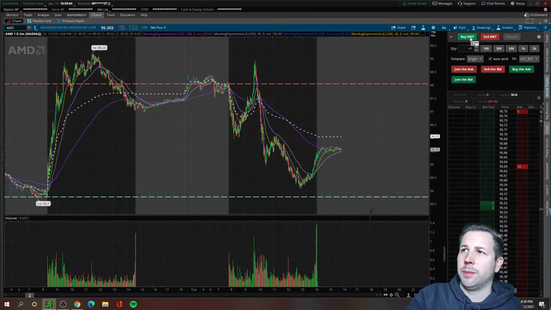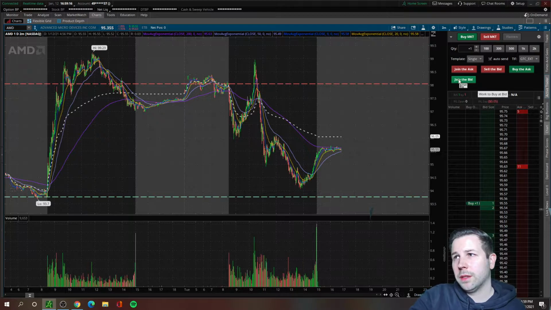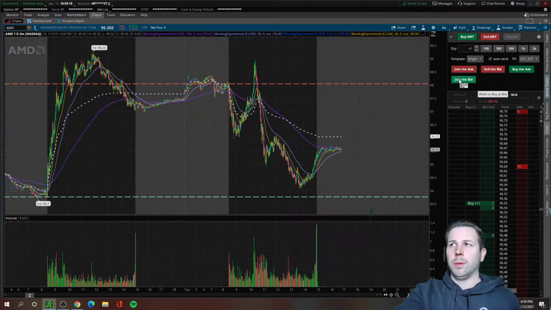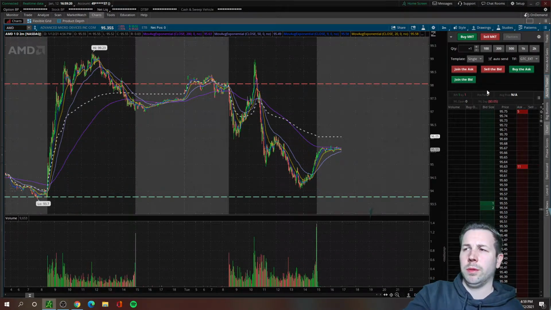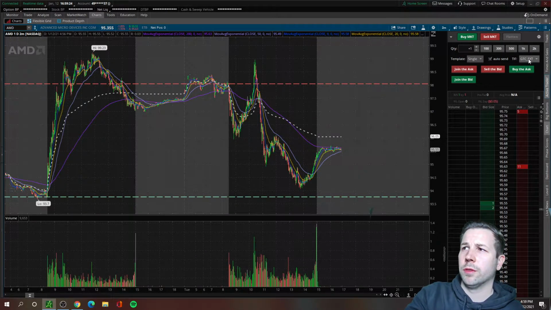But basically, these buy market, sell market, flatten buttons are completely useless during these times. It has to be a limit order. So I do have my buttons down here: join the ask, so work to sell at ask, sell the bid, buy the ask, work to buy at bid, or join the bid. So these are what we're going to use to be able to buy and sell with limit. And so the next component is going to be the time in force option here.